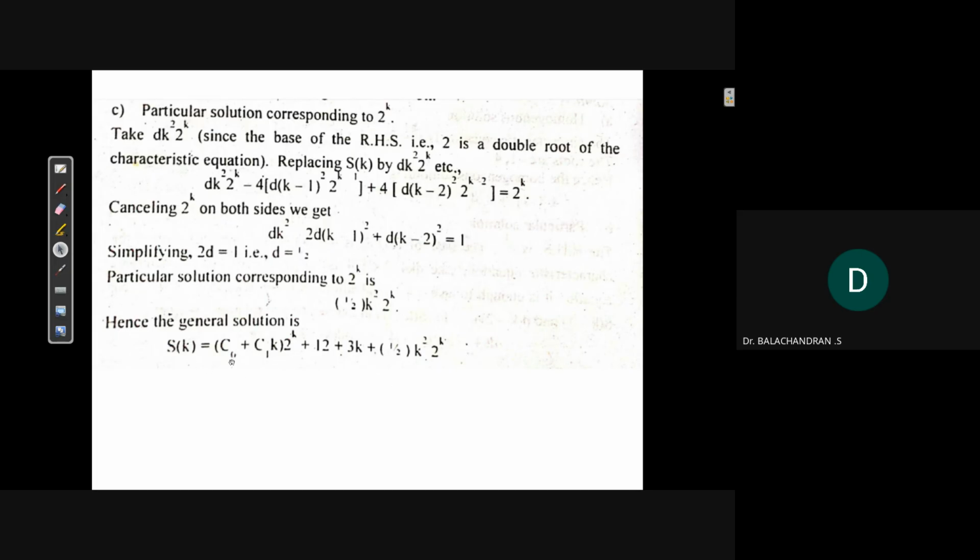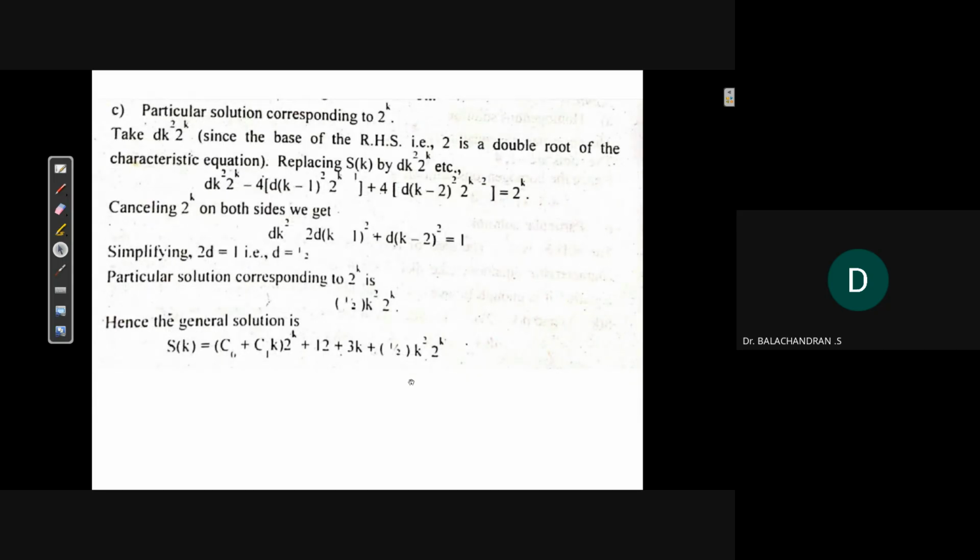Still, we need to find C0 and C1 value. So how to get the C0 and C1 value? Using S of 0 is equal to 1 and S of 1 equal to 1. So that part I leave it to you. C0 is minus 11. Okay, C1 is 7 by 2. That part you can do.